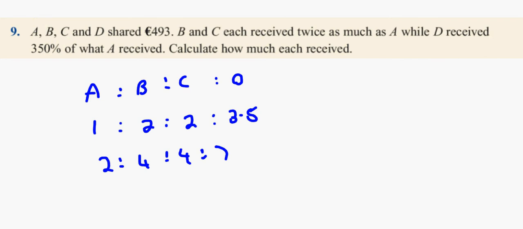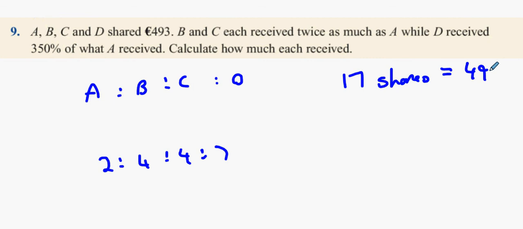I said I'm just a bit lazier. I don't want to deal with decimals. It just makes life easier. Now, you can still do it with the decimal. It'll still work, but I prefer it to work without decimals. Now, let's add them together. 2, 6, 10, 17 shares. I think you would have had 8.5 shares, correct? Yeah. So 17 shares is 493. What's 1 share?